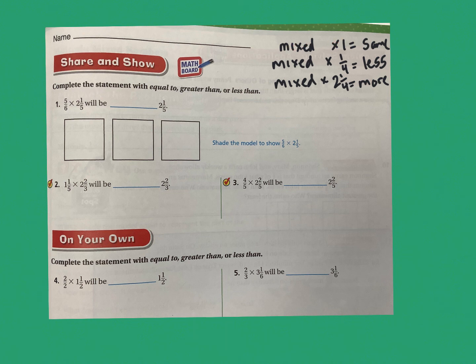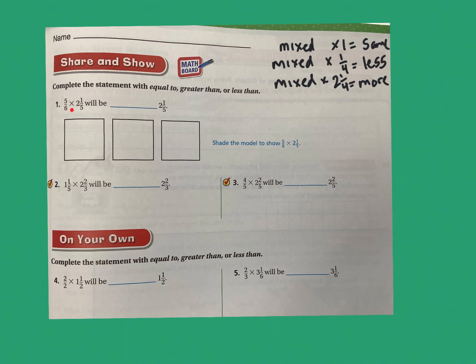A mixed number times 1 is going to be the same. Identity property of multiplication. Mixed number times a proper fraction, meaning less than 1, then our product is going to come out less than the original mixed number. A mixed number times a mixed number, where you have a whole number and then a fraction, it's going to be more than our original mixed number. So we'll keep that in mind, and that'll help us with all of these.